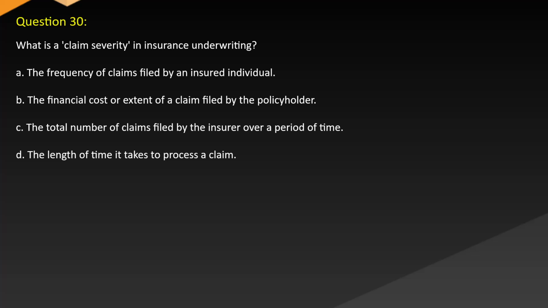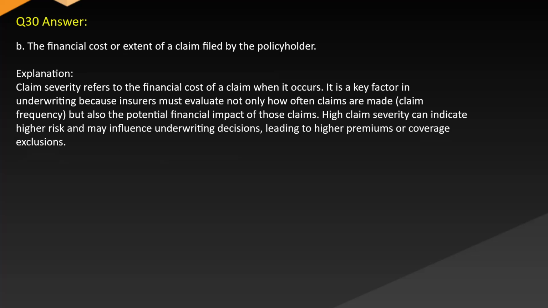A. The frequency of claims filed by an insured individual. B. The financial cost or extent of a claim filed by the policyholder. C. The total number of claims filed by the insurer over a period of time. D. The length of time it takes to process a claim. Answer B. The financial cost or extent of a claim filed by the policyholder.